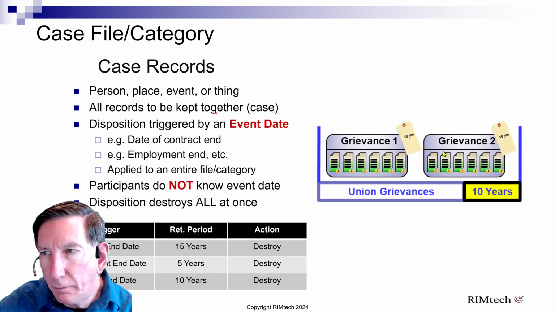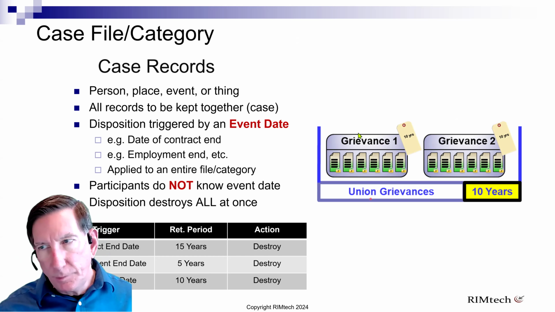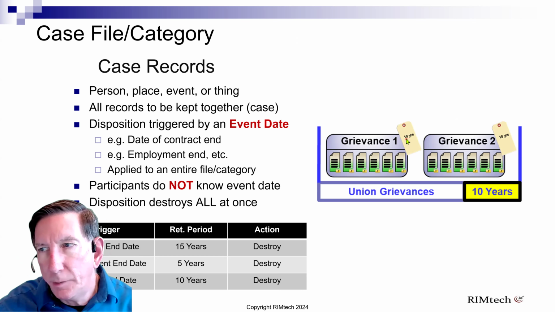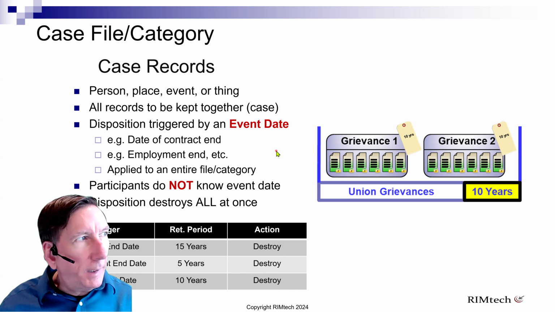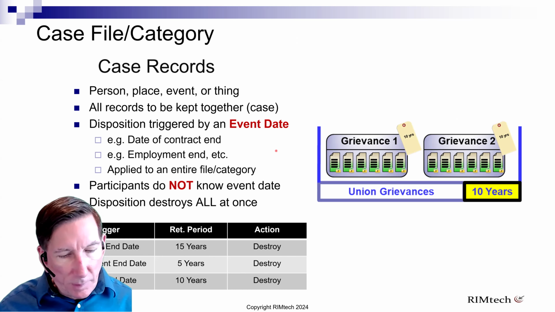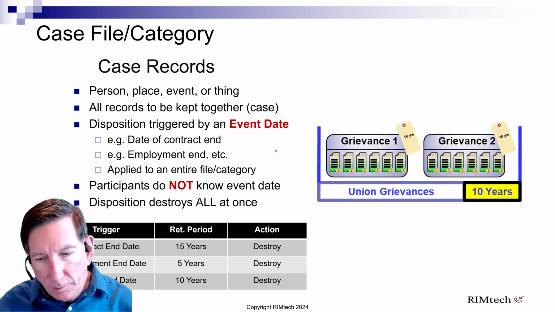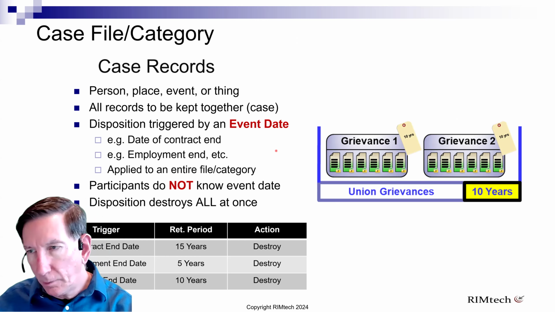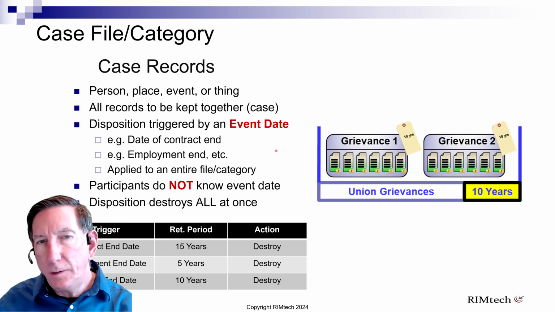So if you look at this diagram here, the retention rule, let's say union grievances, grievance end date plus 10 years and destroy, that rule or that tag is applied to the case as a whole, not to individual documents. So think of it this way. All the records in a case are on a conveyor belt, 10 years wide, and when the conveyor belt has gone 10 years, the whole case is disposed of.